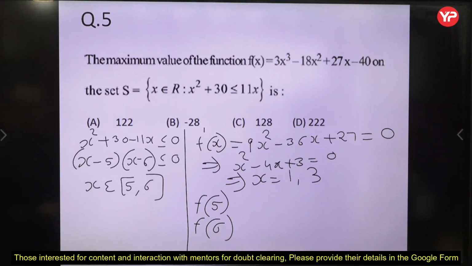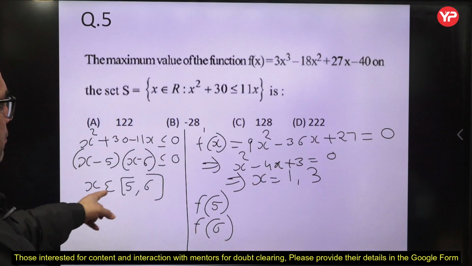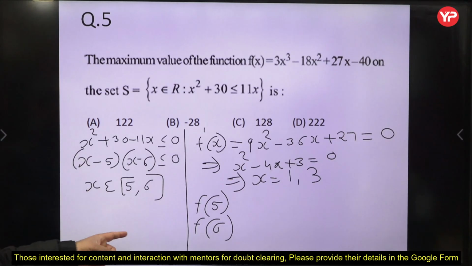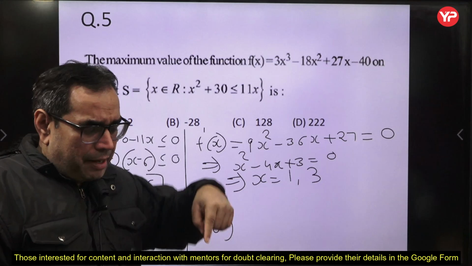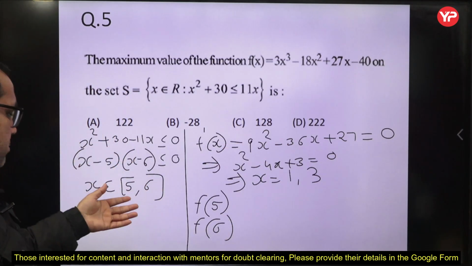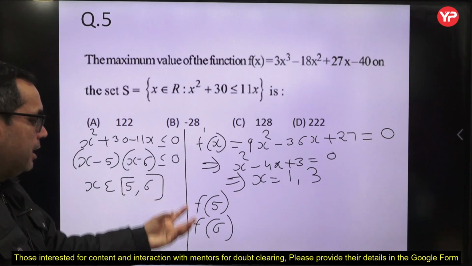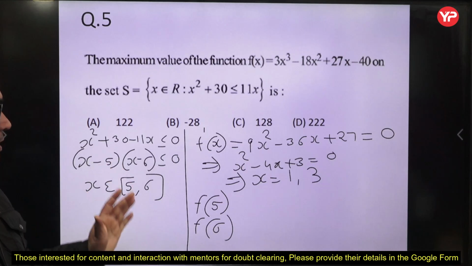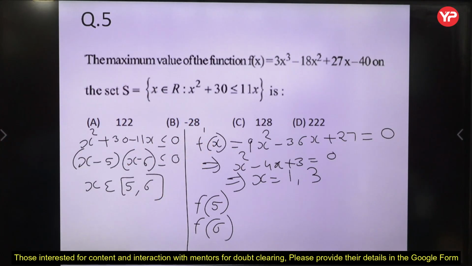So in this problem, since these two stationary points don't lie inside the closed interval 5 to 6, that is why we will not use them. These are discarded, because we have to compute the maximum or minimum value in this interval. So the maximum or minimum may occur only at the endpoints. We will compute f5 and f6 and compare which one is the maximum value. We will answer this question. Your task is to solve this problem now.